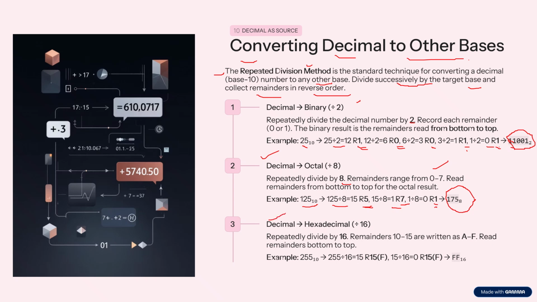Next, decimal to hexadecimal. Instead of 2 and 8, we use the target base 16. Repeatedly divide by 16. Remainders 10 to 15 are written as A to F, otherwise 0 to 9. Read remainders from bottom to top. For example, 255 is a number in decimal. We need to convert it into hexadecimal. First we divide by 16. Note down the remainder, 15 means F. Then again divide by 16, the remainder is 15, F. So in reverse order we read F and F. The result is FF in the hexadecimal number system. Let's move to next.